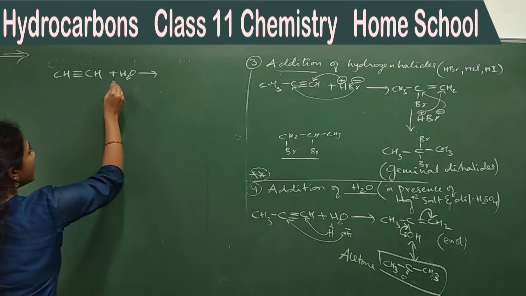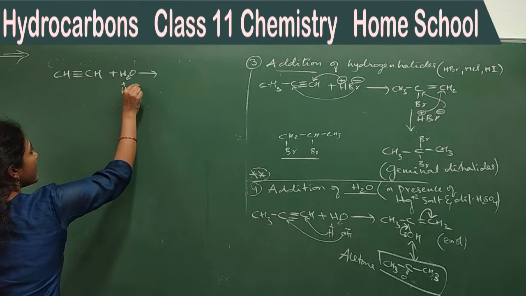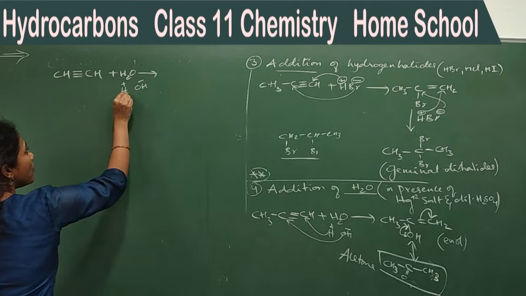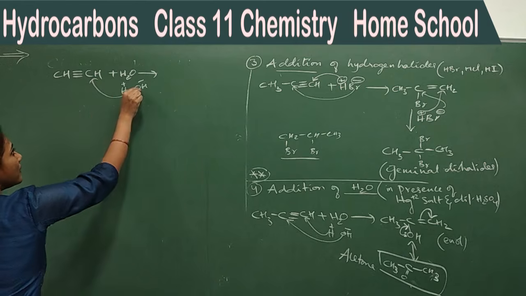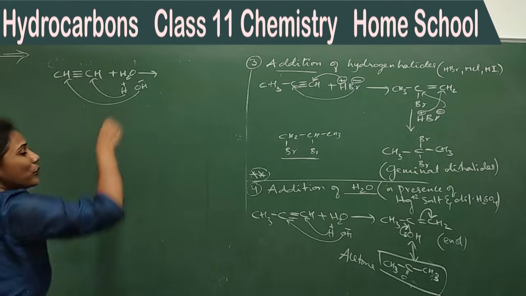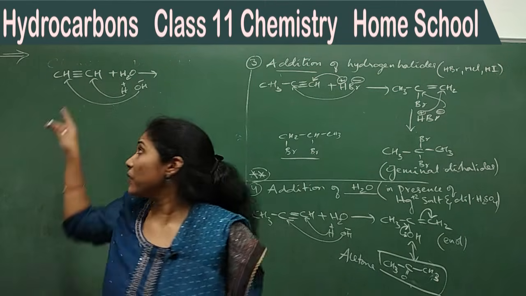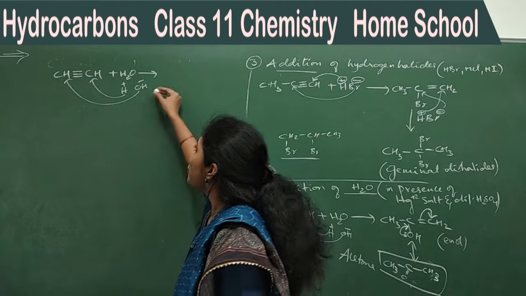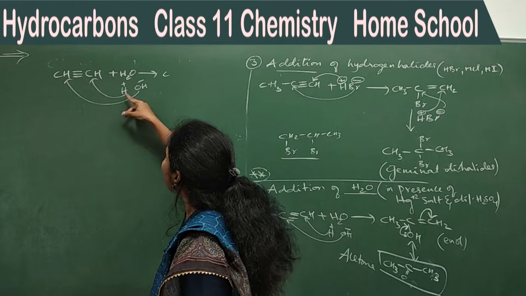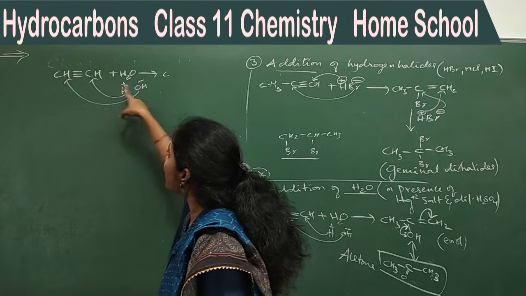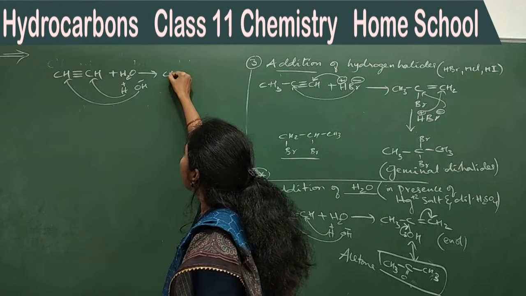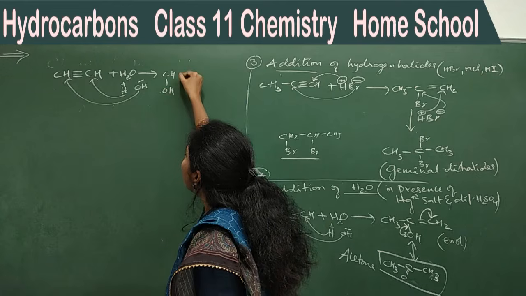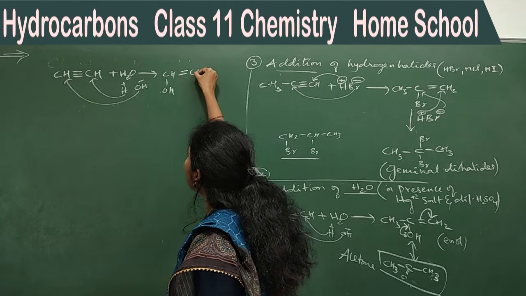So when I add water, what do I get? Water has H plus and OH minus. So the positive part is added to one carbon, the negative part is added to the other carbon. You cannot use any Markovnikov's rule here because it is a symmetrical alkyne. So what do you get? Hydrogen I added to this, OH I added to that carbon. So CH, OH, and here you have a double bond, CH2.